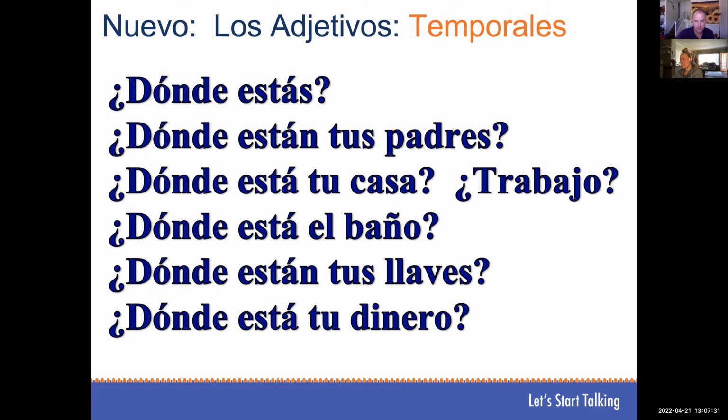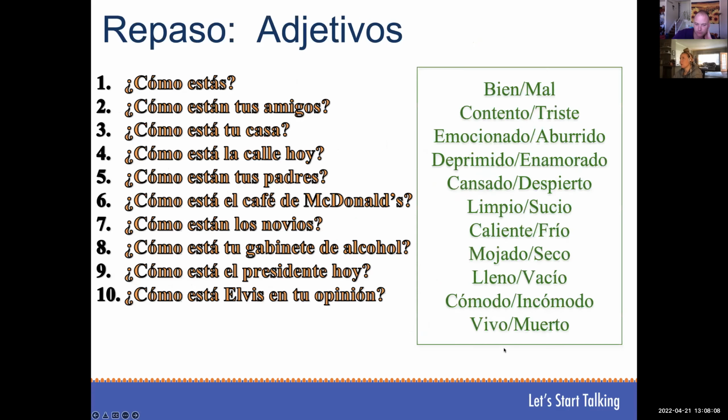¿Qué significa tus llaves? Your keys. My keys. So mis llaves están en la cocina. They're in the kitchen right now for no reason. Están en la cocina, perfecto. ¿Dónde está tu dinero? Mi dinero está en la banco. El banco. Muy bien. Why el banco? Muy bien.